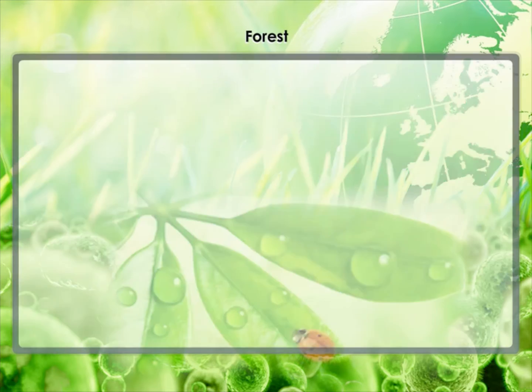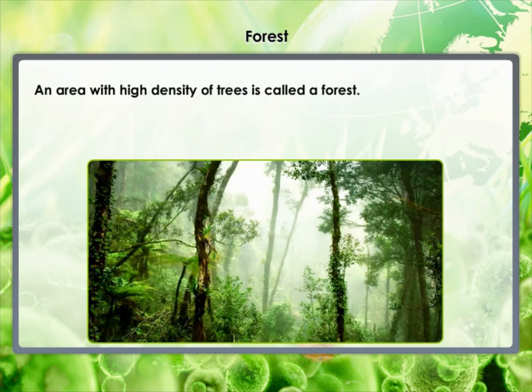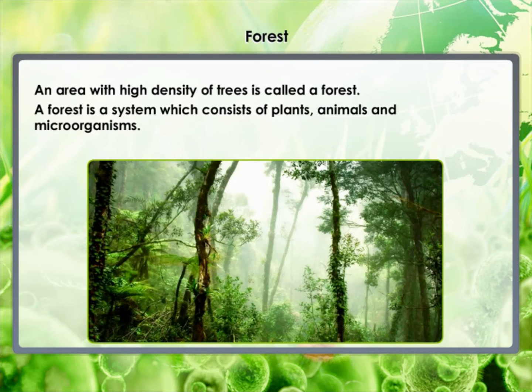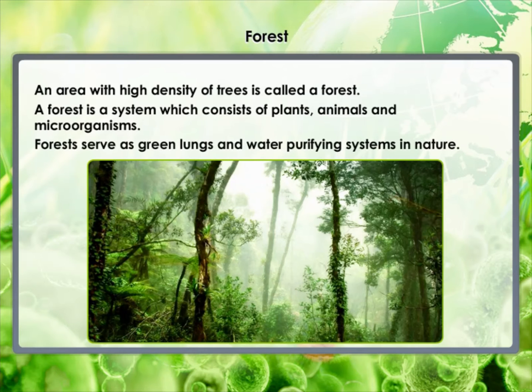Forest. An area with high density of trees is called a forest. A forest is a system which consists of plants, animals, and microorganisms. Forests serve as green lungs and water purifying systems in nature.